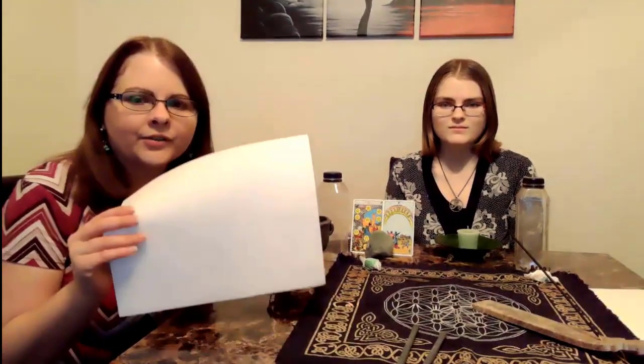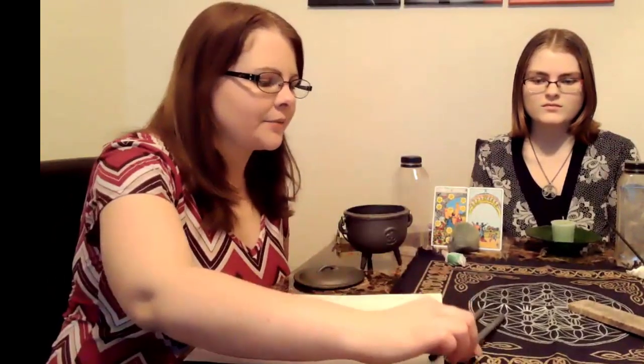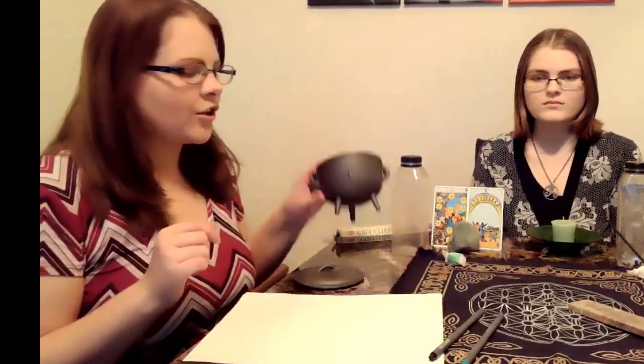So the first thing that you're going to need is two pieces of paper, and something to write with. I chose black and green. Black will be for banishment, and the green will be for attracting and abundance. I have a cauldron here, although you don't have to have a cauldron. You could just use a container of some sort.